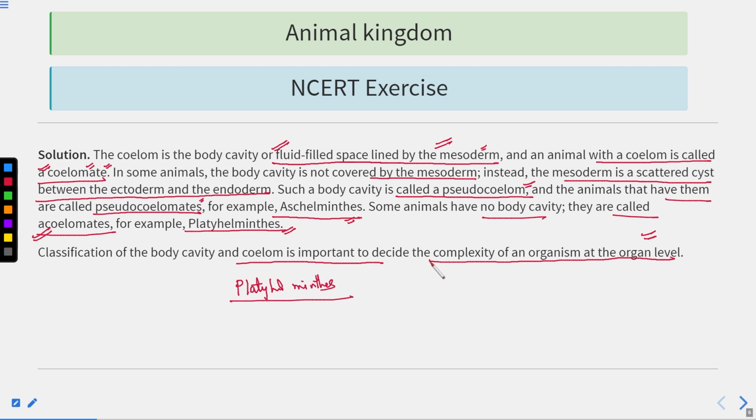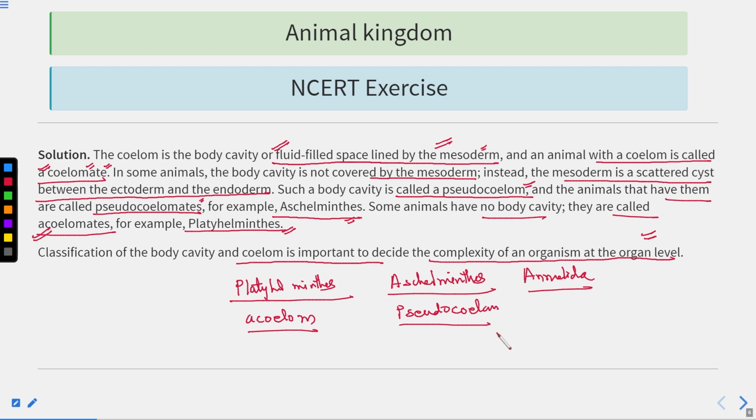Platyhelminthes, that is the flatworms. Then Aschelminthes, right? And the third one is Annelida. Okay, so these Platyhelminthes are acoelomate. Acoelom means no body cavity. And these Aschelminthes are pseudocoelomate. Pseudocoelom means they do not have a true coelom. Their cavity is scattered in between the ectoderm and endoderm, right?